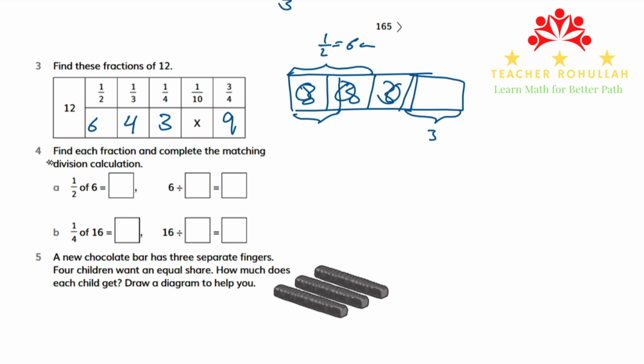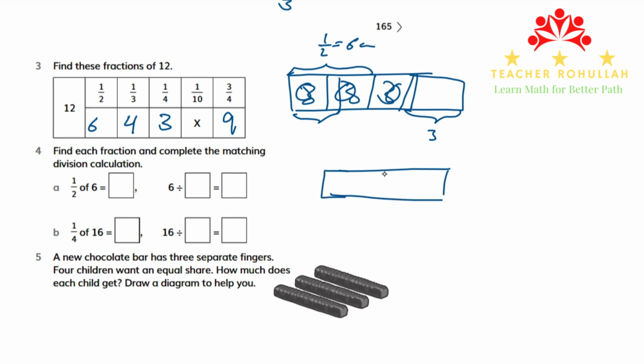In question 4, it says, find each fraction and complete the matching division calculation. I didn't say in the beginning, but a fraction is also exactly like division. We have to divide something into equal groups and take 2 parts, or maybe 3 parts, or maybe 4 parts of those equal groups to make a fraction. Now, if we have 1/2 of 6, again, I'm going to draw a strip.